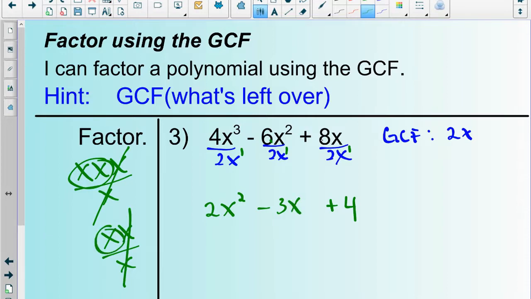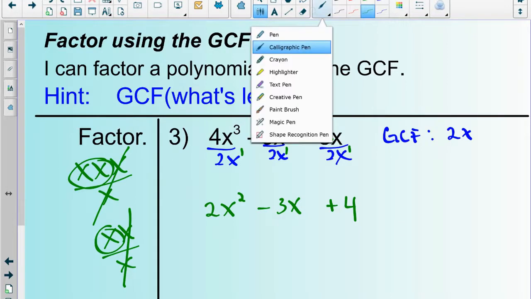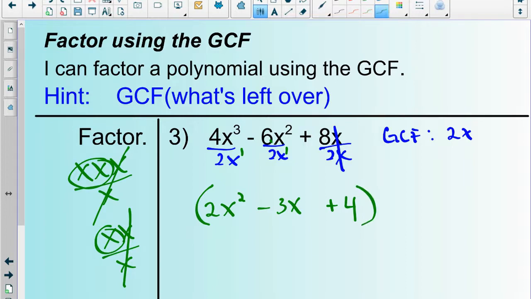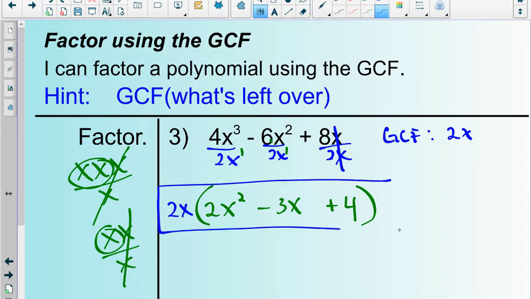And then in the last part, 8x divided by 2x, we ended up with 4 as we divided, and x divided by x will cancel out. So we're just left with the 4. So our leftover parts are 2x squared minus 3x plus 4. And that's what we multiply by 2x. The GCF goes out front.